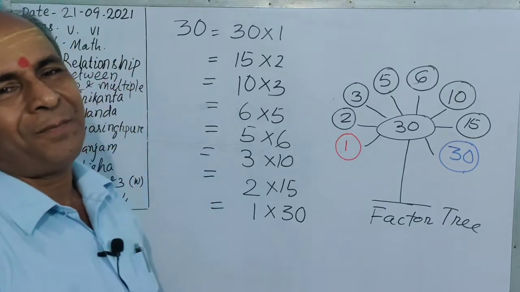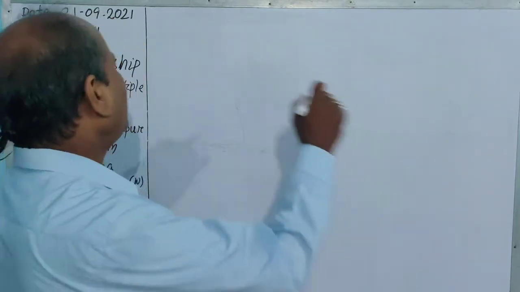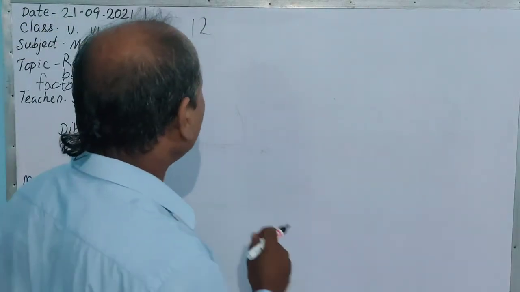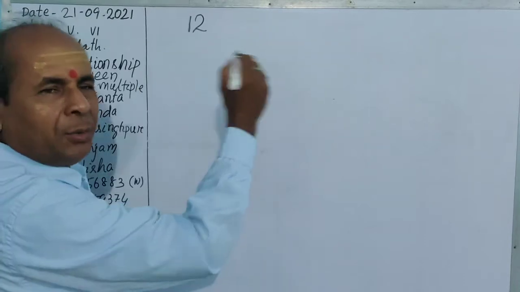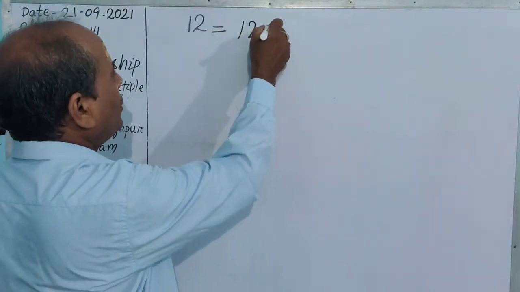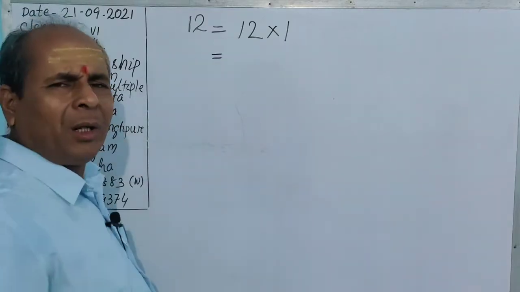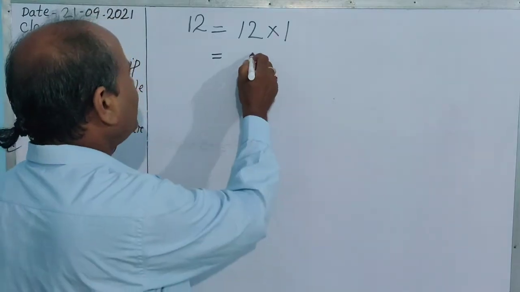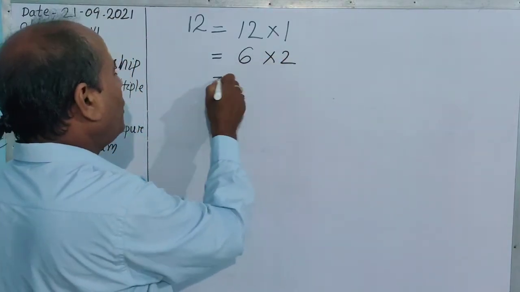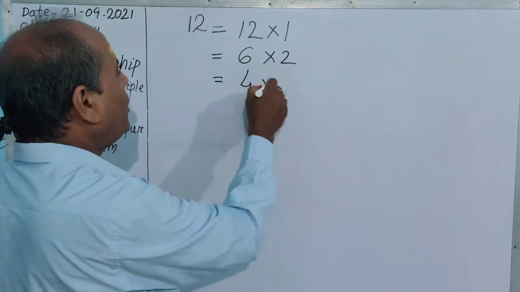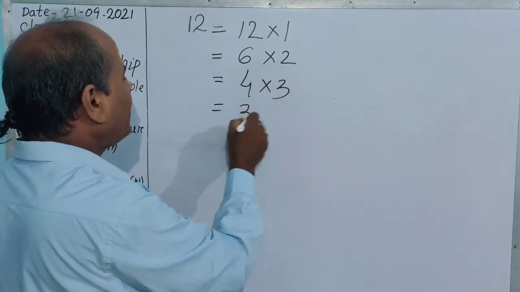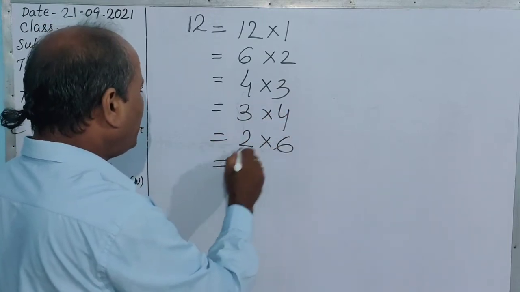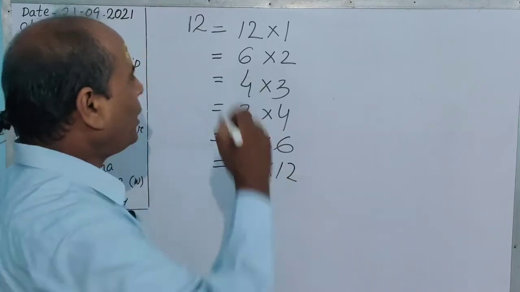Let's take another example, 12. What will be the factors of 12? We can write 12 is equal to 12 cross 1. Next, below 12, from which multiplication can we get the product 12? We can say 6: 6 cross 2. Next, below 6, we get 4: 4 cross 3. Below 4, we get 3: 3 cross 4. Below 3, you get 2: 2 cross 6. Below 2, there is 1: 1 into 12.